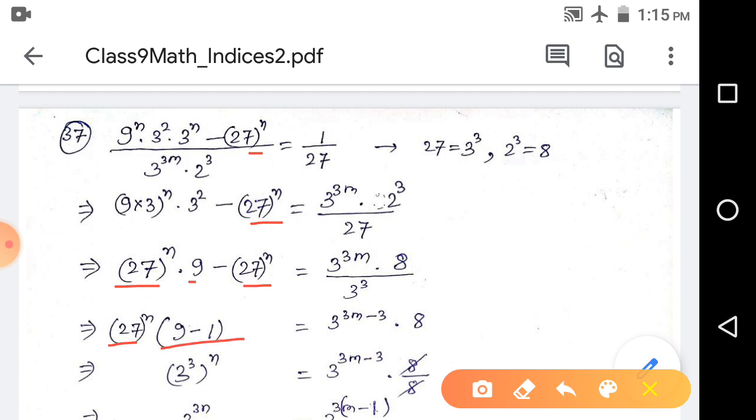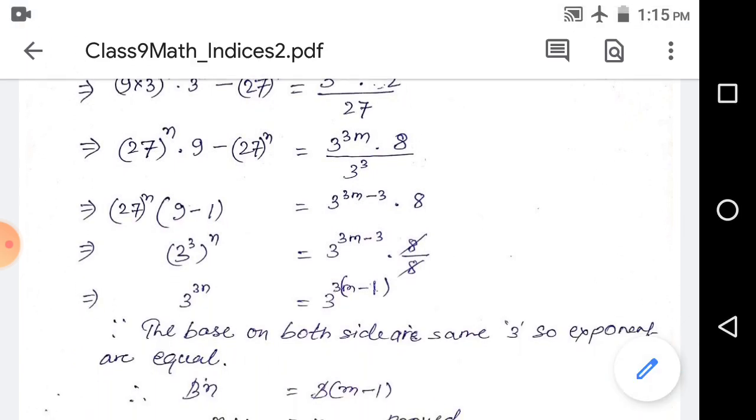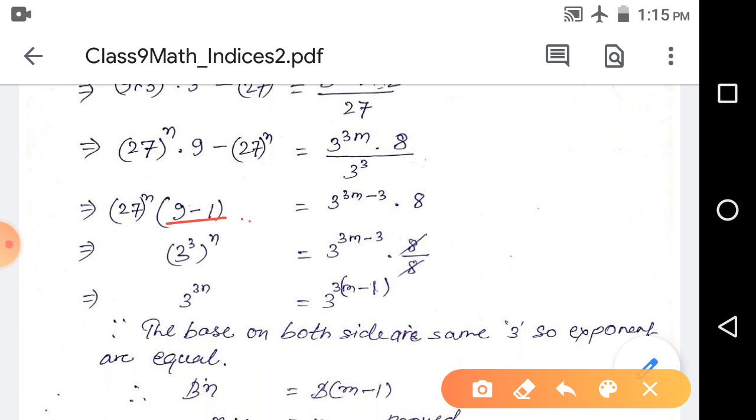Okay, now remember that we have 2 to the power 3, and this 2 to the power 3 can be written as 8, and here also we have 8. So this 8, that is 9 minus 1, is shifted to the RHS part, and it becomes 8 by 8. And here we have 3 to the power 3m and 3 to the power 3, so those powers are subtracted.